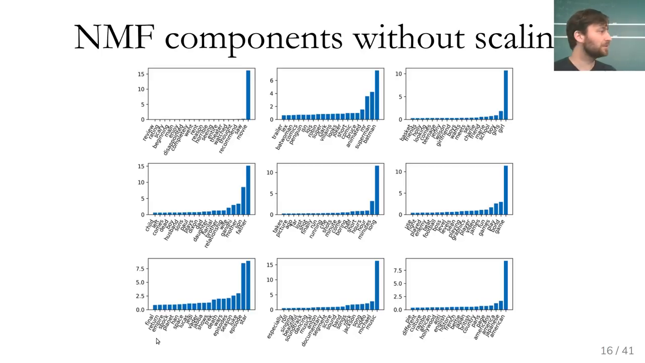Sorry, is each one of these a different component? How do you visualize each one of these different components? This visualization corresponds entirely to what I did with latent semantic analysis. I created 100 components and showed 9 of them here. Each component has some positive weight for each of the words.